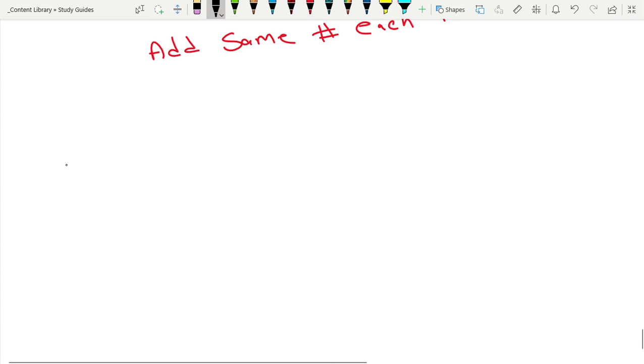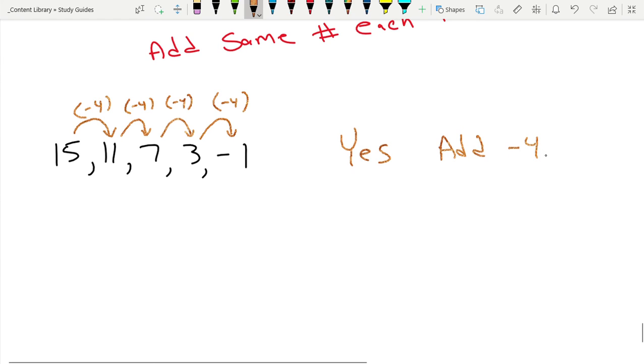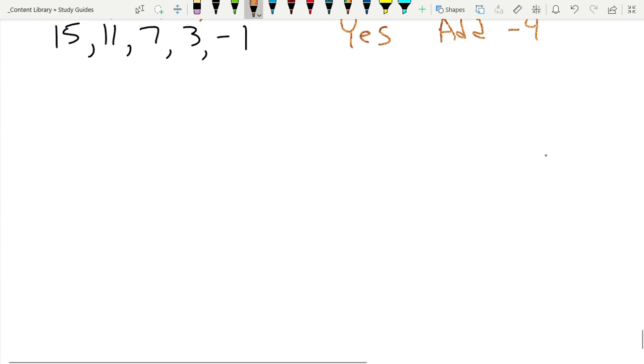So when we take a look at 14, I have 15, 11, 7, 3, -1. So I look at what's happening. To get from 15 to 11, I'm adding a -4. To get from 11 to 7, I'm adding -4. 7 to 3, adding -4. 3 to -1, adding -4. So yes, this is arithmetic because you're adding -4 each time.